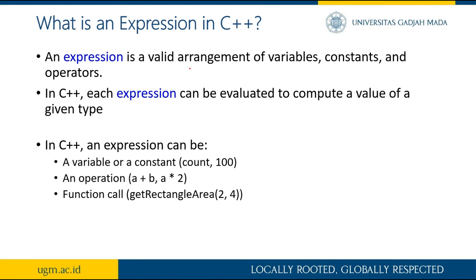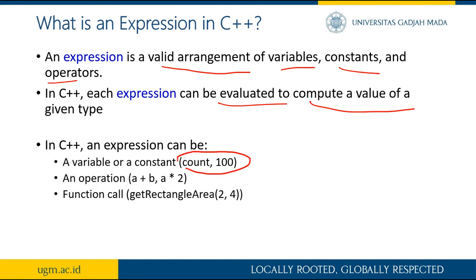An expression is a valid arrangement of variables, constants, and operators that can be evaluated to compute a value of a given type, which means it can be like this one. A variable and a constant are also called expressions. Also, it can be in the form of an operation like a plus b, a multiplied by 2, or a function call. We call the function get rectangle area, and so on.